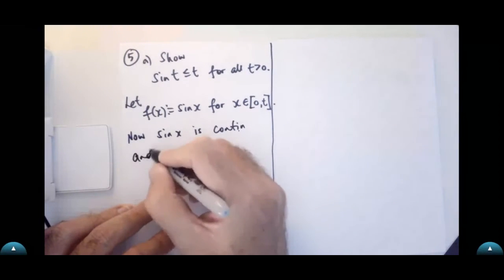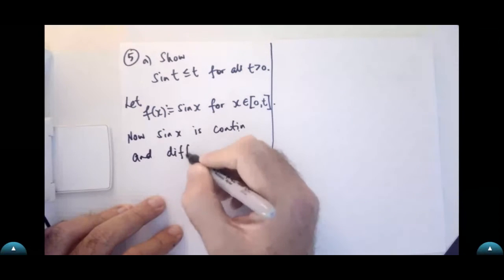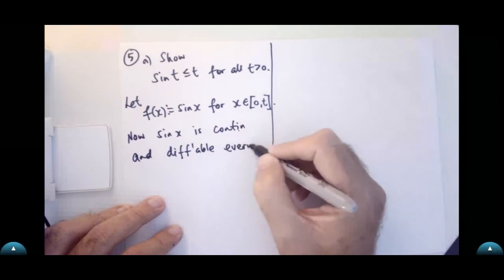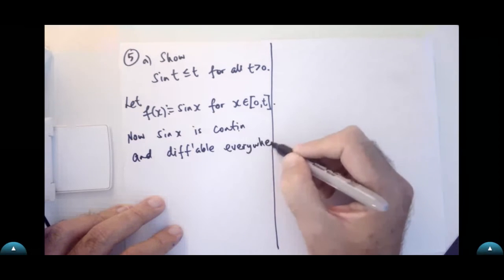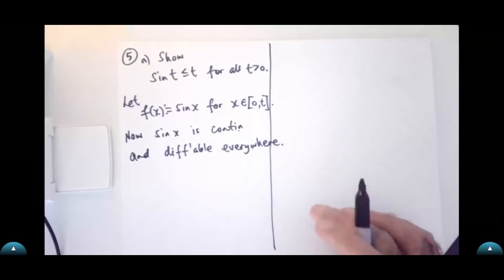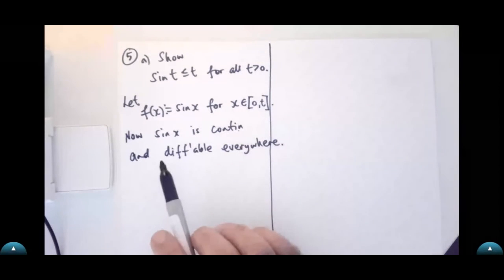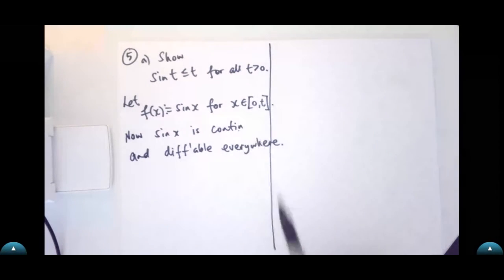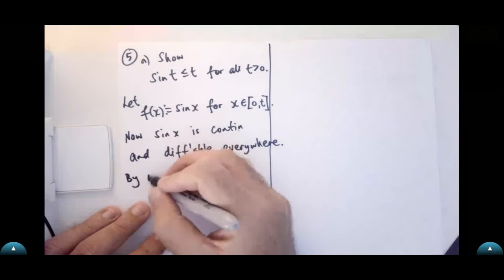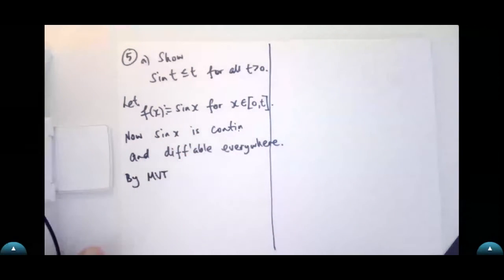It's continuous and differentiable everywhere. So what this means is you can apply the MVT to intervals like this. Okay, so by the MVT, you know me, there is at least one c.